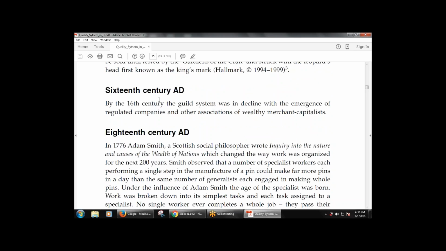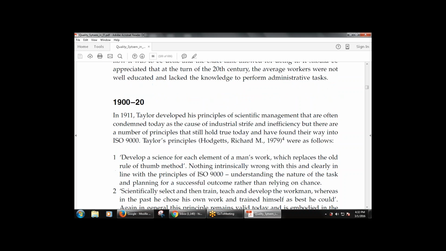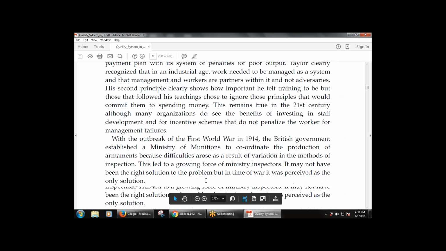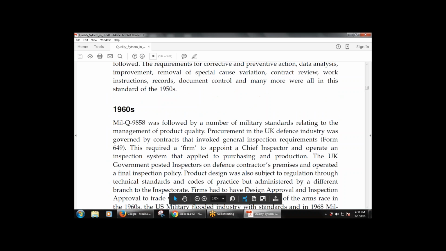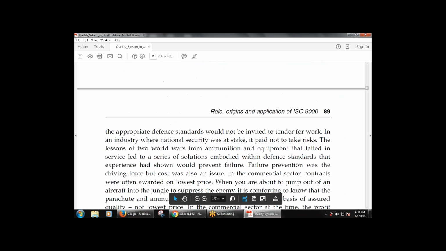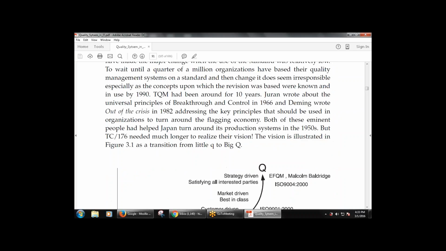Then this is the 16th century, then the 17th century, then the 19th to 20th century. Then the 1950s, which does not appear in this one. The 1960s, these are the various theories that are available for the various 90s.